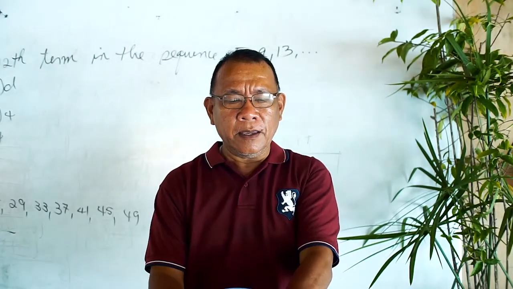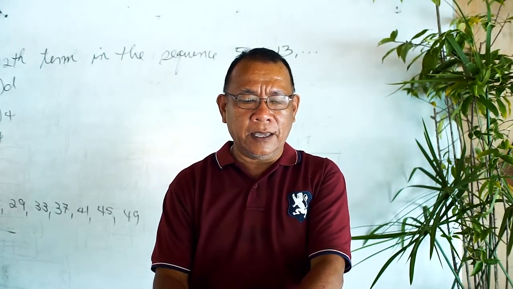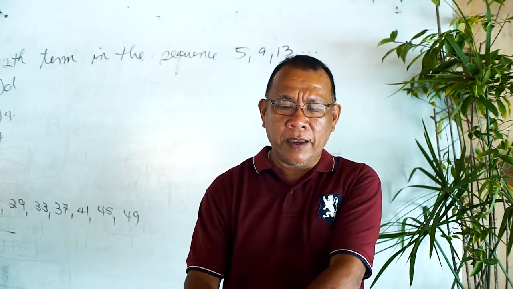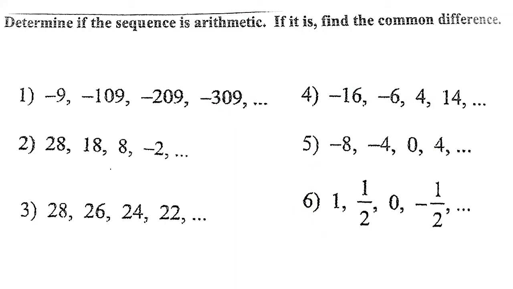For our activity, write it on a yellow pad paper. Here is the instruction: determine if the sequence is arithmetic. If it is, find the common difference.